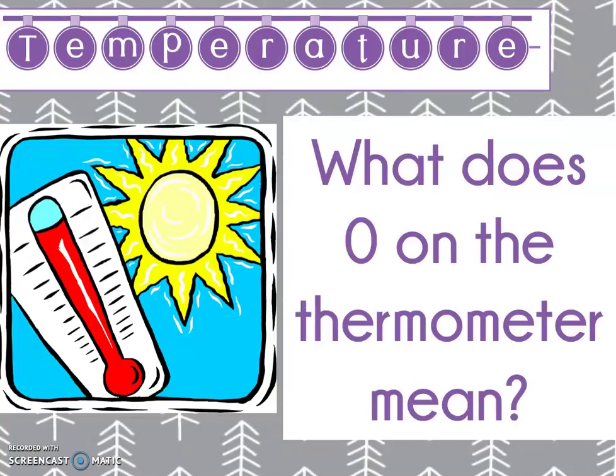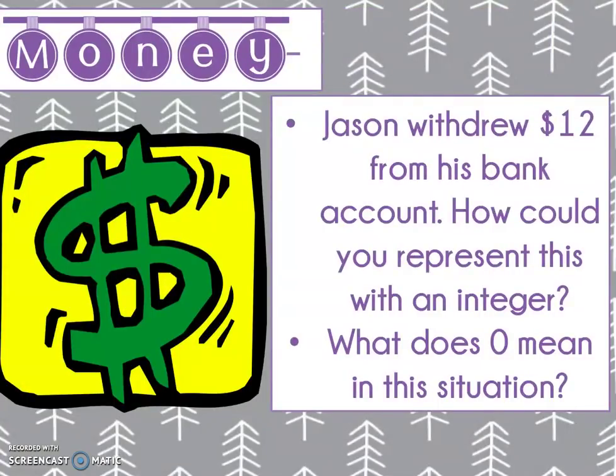Now the next one we're going to look at is talking about money. It says, Jason withdrew $12 from his bank account. How could you represent this with an integer? Well, we know withdrawal would represent negative 12. So it says, what does 0 mean in this situation? In this situation, 0 would mean that Jason has $0. He has no money in his account.